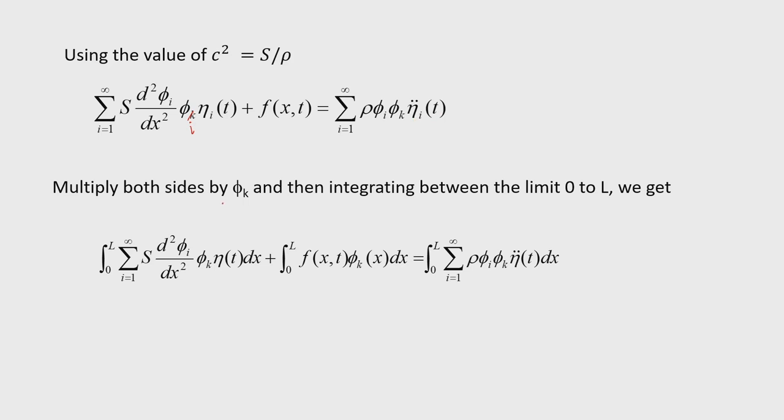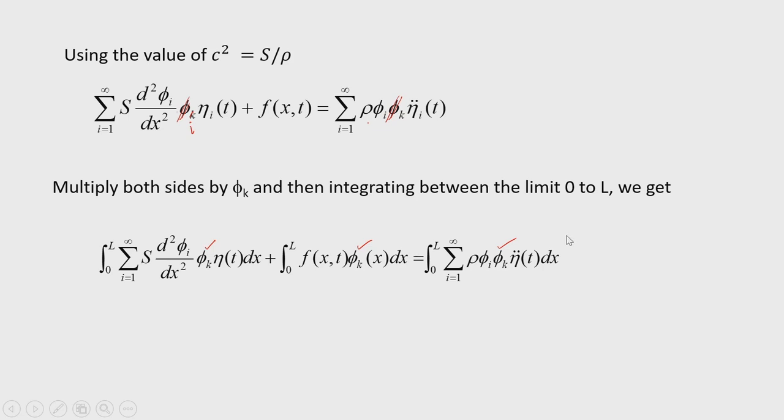Okay. Now multiply both sides by phi k. So this is the procedure. If I multiply both sides of this equation by phi k, I multiply phi k here, here also phi k, and also here phi k. Then I integrate with respect to 0 to L. Alright. Now multiply both sides by phi k and then integrate between the limits 0 to L. Why am I integrating both sides of the equation with limits 0 to L?